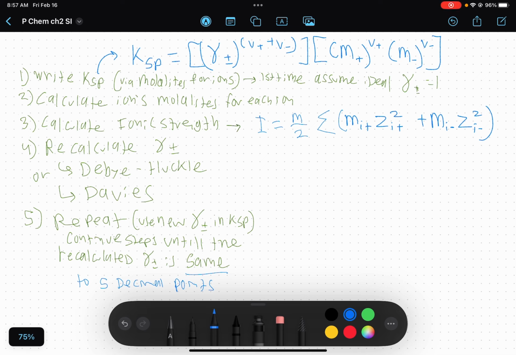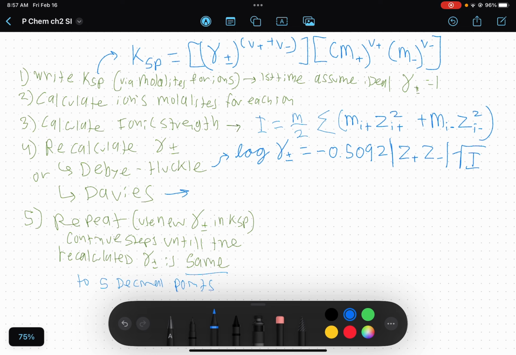And then the Debye-Huckel is, I'll put that one up here. Log gamma plus minus equals negative 0.5092 times the absolute value of z charge positive and charge negative. It's absolute value. Times the square root of the ionic strength.